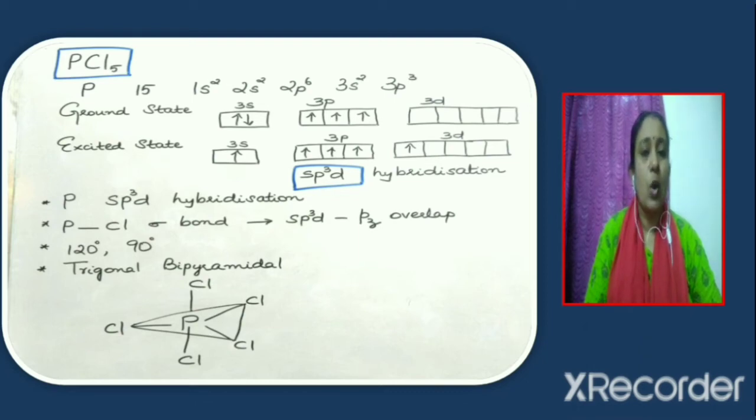Now let us see how the PCl sigma bonds are formed. Each of the PCl sigma bonds is formed by the overlap of the sp3d hybrid orbital of phosphorus with the pz orbital of chlorine. We have both axial chlorine atoms and equatorial chlorine atoms. Therefore, the bond angles will be 120 degrees and 90 degrees. The molecule is therefore trigonal bipyramidal.